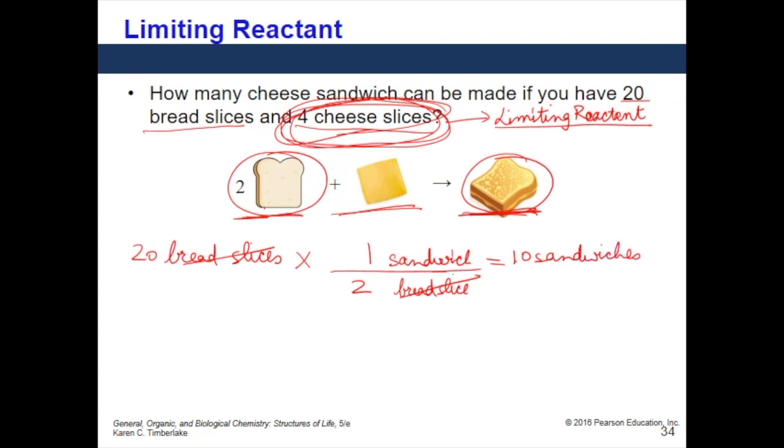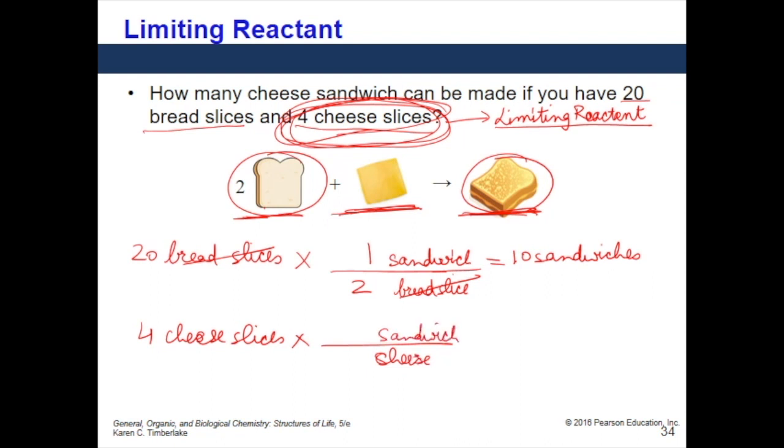We do the same thing with the cheese slices that we have. We have 4 cheese slices and we'll figure out how many sandwiches we can make from here. So we divide this by cheese slices, multiply by sandwich.